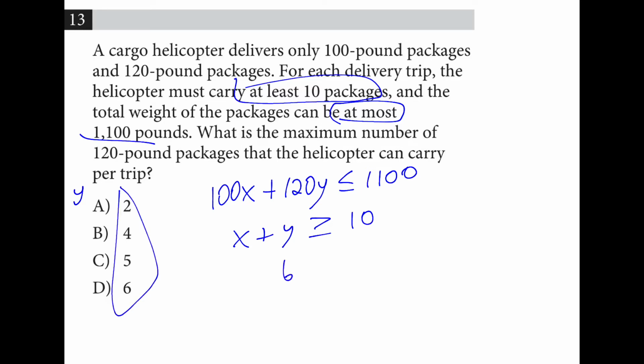So if I plugged in a 6 here, this would have to be at least a 4. So then I'll plug them in here. 400 plus 720, that's overweight. So I think 5 is going to be the answer, but let's try it. 5 and 5, it's 500 plus 600. We're coming in at 1,000 pounds, which is less than the limit.